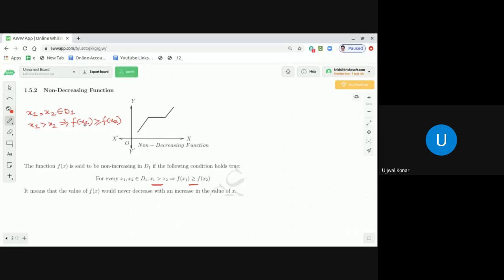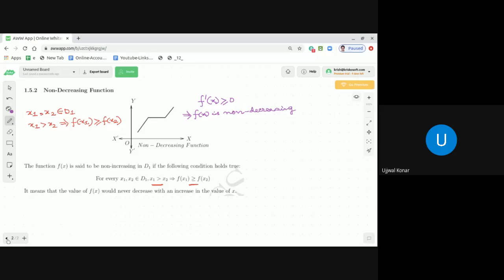And dear students, as far as differential calculus is concerned, how are we going to define it? If f dash x is greater than or equal to 0, that implies f(x) is non-decreasing. Correct? Now, we will see an example.